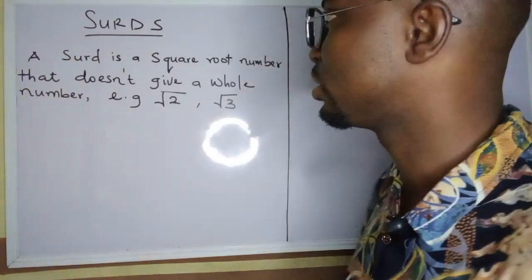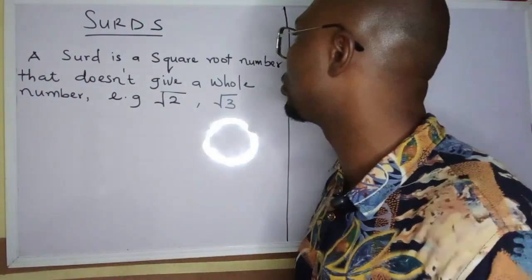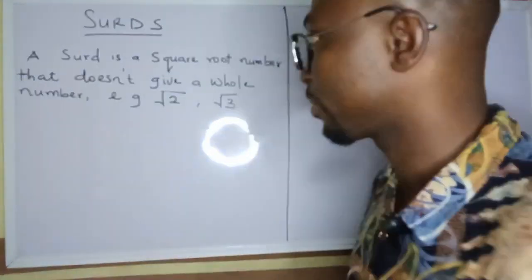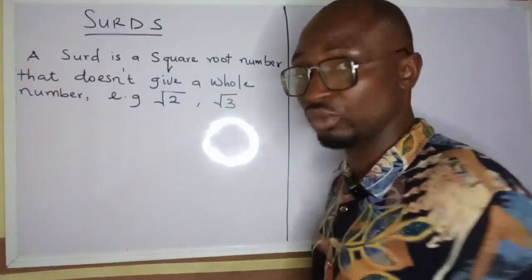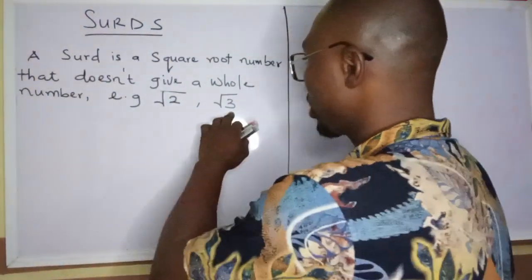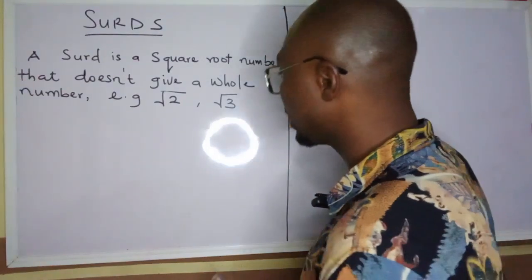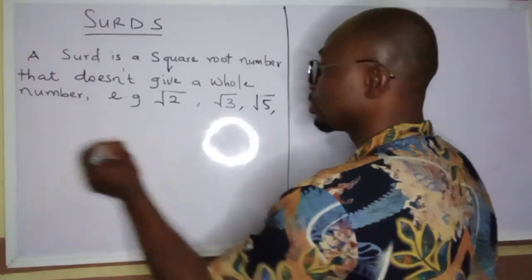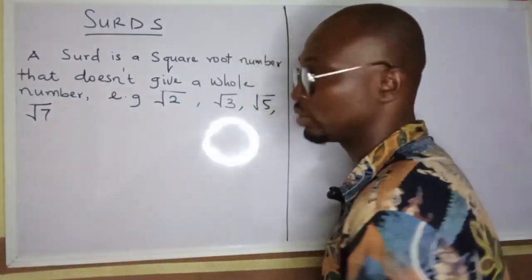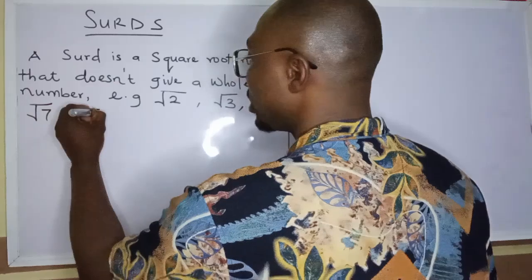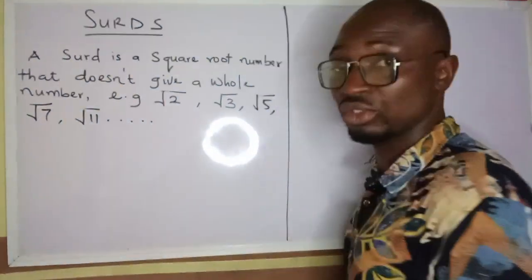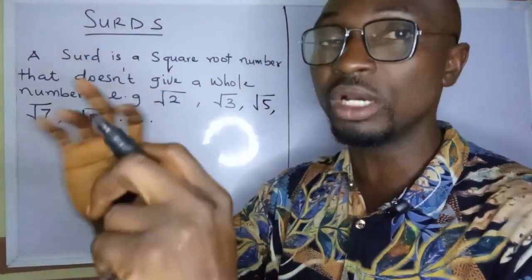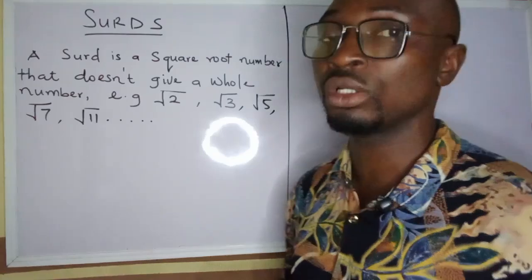And what is a sword? A sword is a square root number that doesn't give a whole number. For example, the square root of 2 is a sword. The square root of 3 is a sword. And the list goes on and on. The square root of 5 is also a sword. The square root of 7 is a sword. The square root of 11 is a sword, and so on and so forth. So any number that has a square root that does not give a whole number gives what we call a sword.